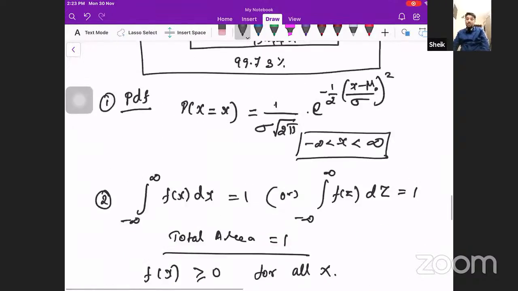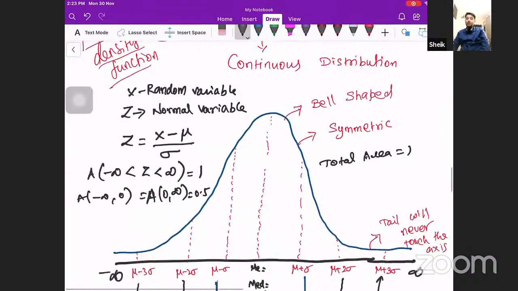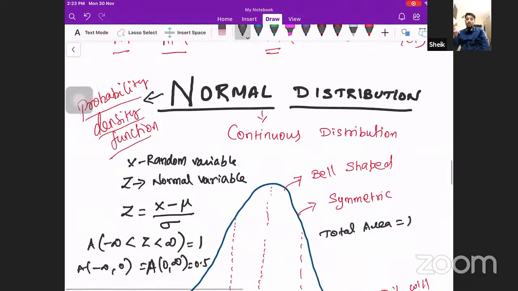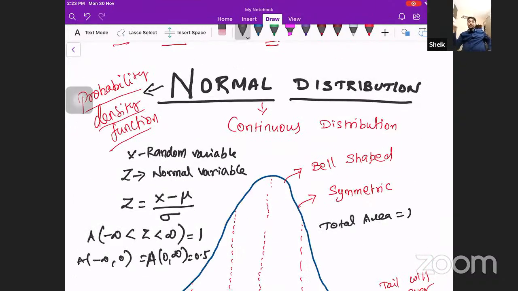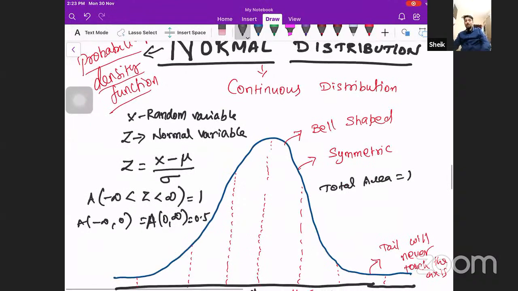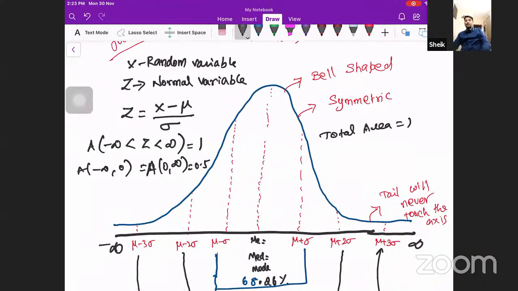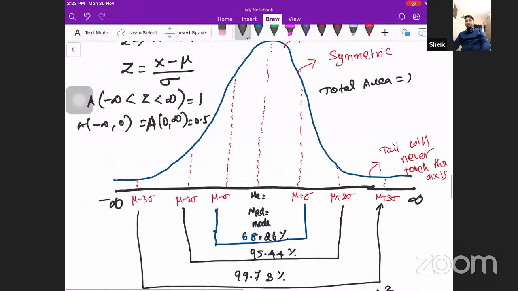As far as MCQs are concerned, from here only they will be asking. Normal distribution: the probability density function. It's a continuous distribution. It's a bell-shaped curve. It is symmetric, and the total area between minus infinity to plus infinity is 1. X is the random variable, and Z is X minus mu by sigma. The area covered between mu minus 3 sigma to mu plus 3 sigma is 99.73%.